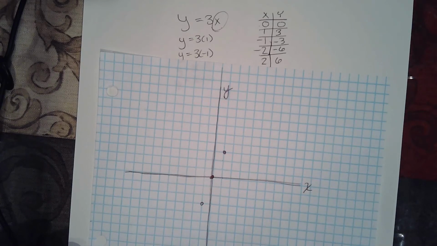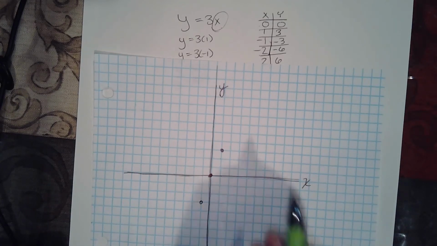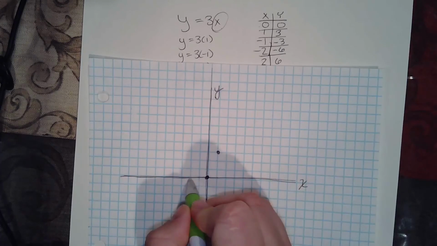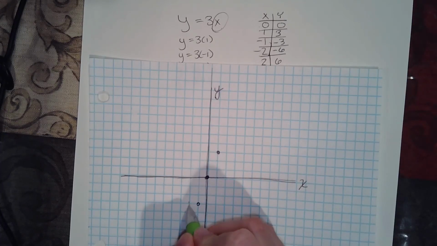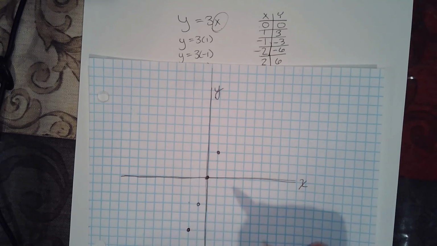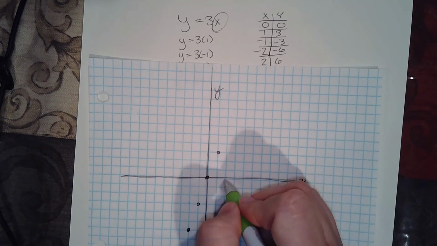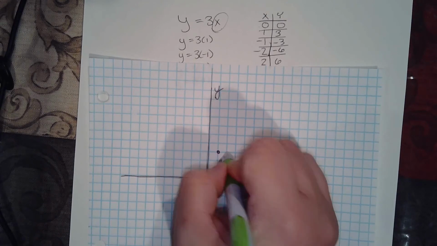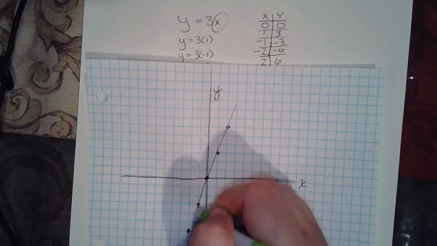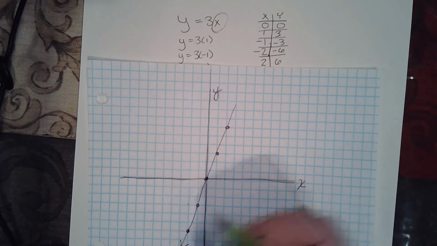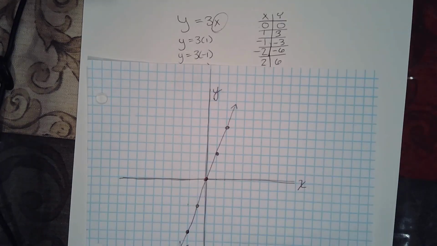Let me scoot this up. Now, the next two are going to be 2. So if I go back 2 from the origin, I'm going to go down 6. So I'm going to be right here. And if I go here, I go over 2, I'm going to go up 6. So now we have a very clear illustration of what my line looks like. And like I said before, it's a straight line, so it's going to go on forever and ever. So that means that my domain is going to be negative infinity to infinity, and my range will be the same, negative infinity to infinity.